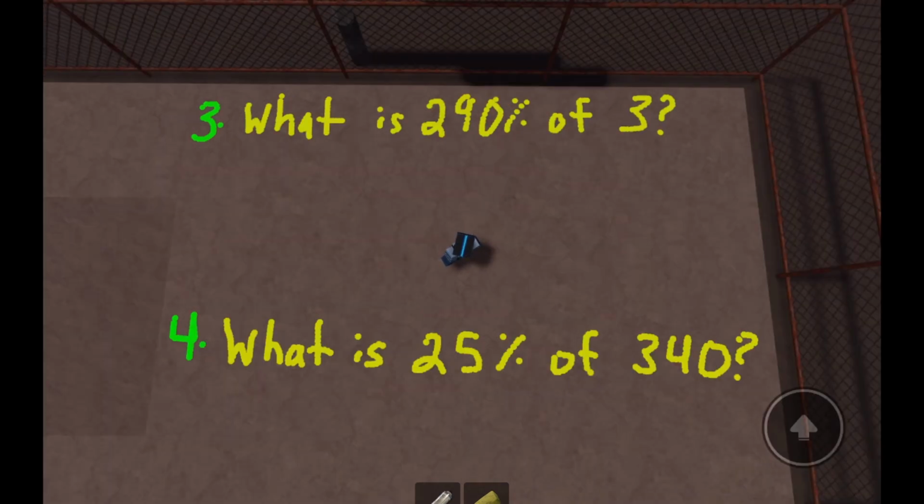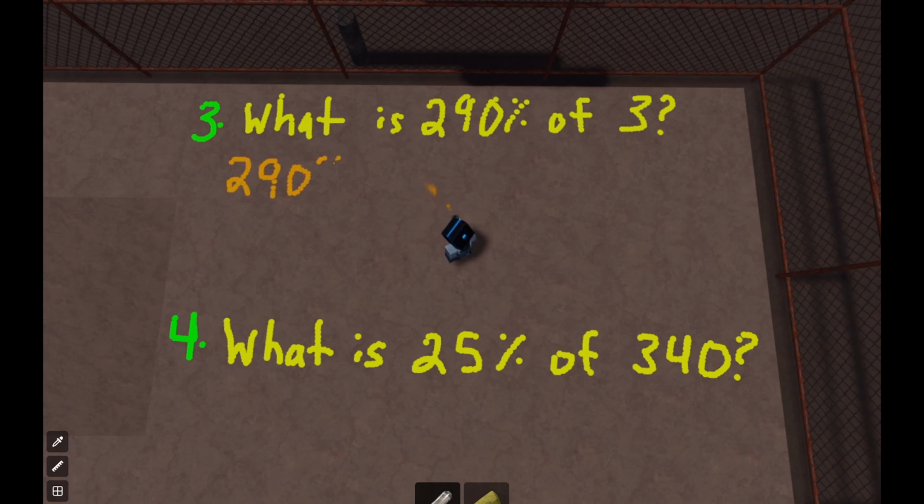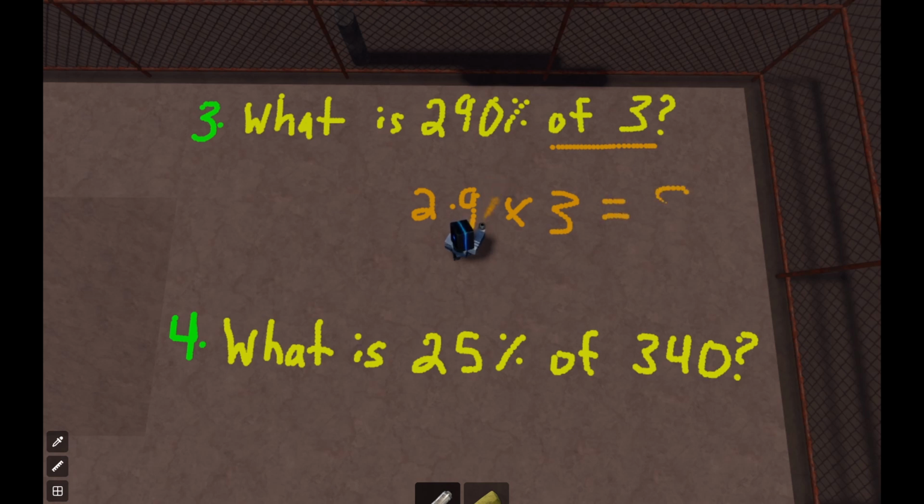In this problem, we have what is 290% of 3. To do this problem, you first need to convert that percent into a decimal. To convert a percent into a decimal, just divide it by 100%. And if you do this, you'll get 2.9 as your decimal. Now with that decimal, all you need to do is just multiply the number 3. So we have 2.9 times 3, and that's equal to 8.7. So this is saying that 290% of 3 is just 8.7.